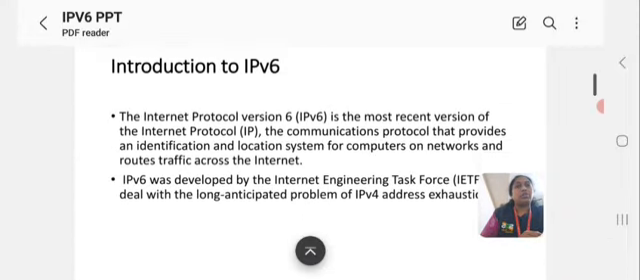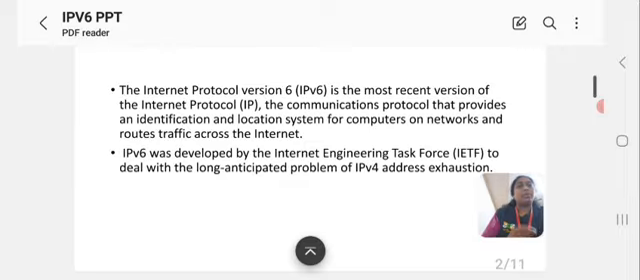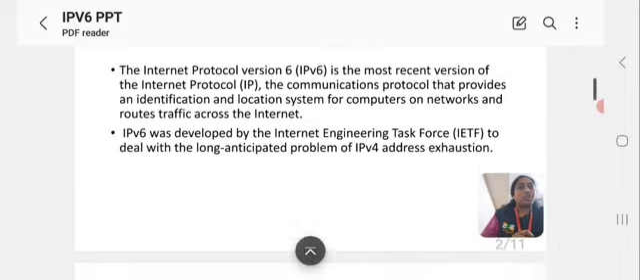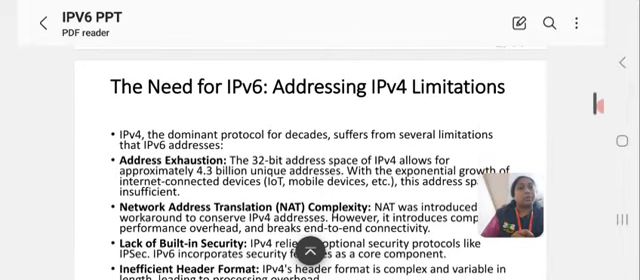Now we are discussing what IP version 6 is. Internet Protocol version 6 is the most recent version of the Internet Protocol, the communication protocol that provides an identification and location system for computers on networks, and it routes traffic across the network. IP version 6 was developed by the Internet Engineering Task Force to deal with the long anticipated problem of IP version 4 address exhaustion.